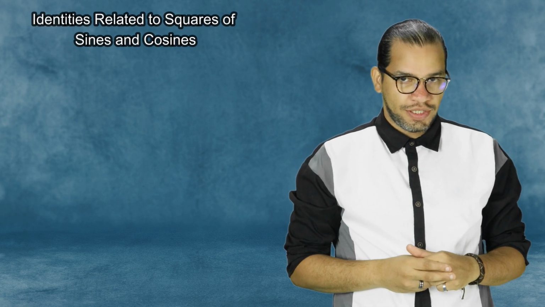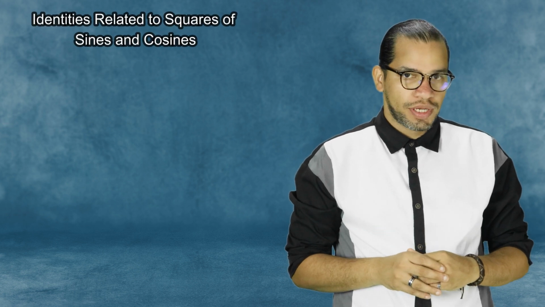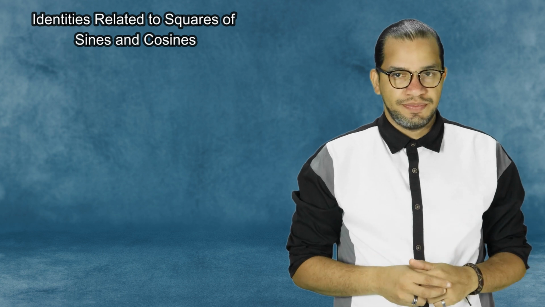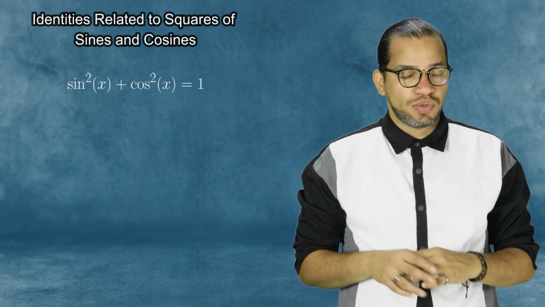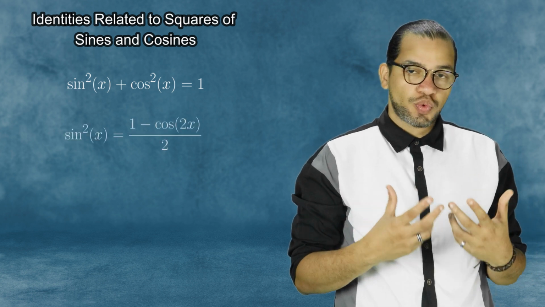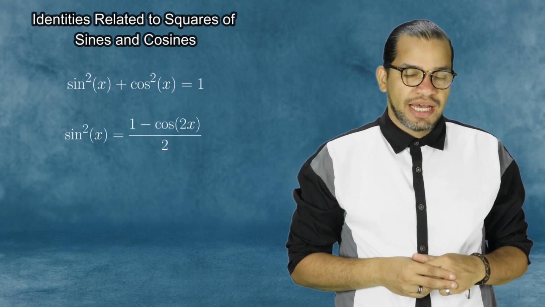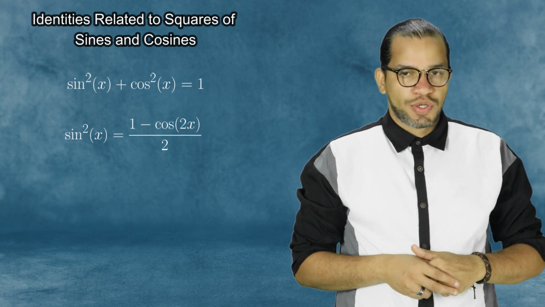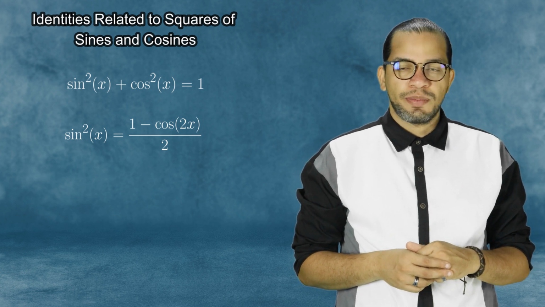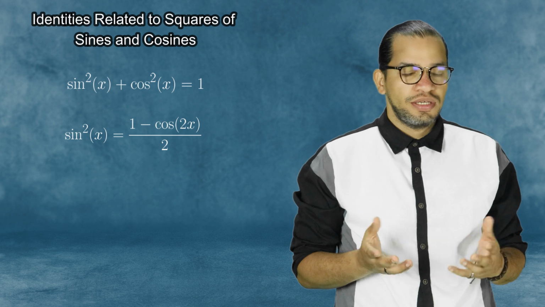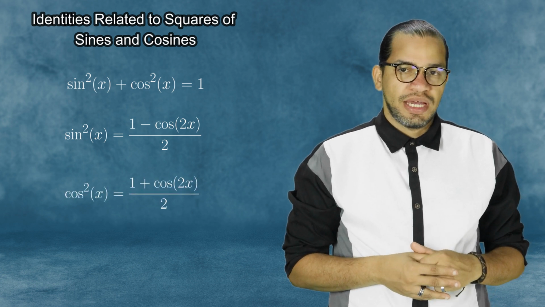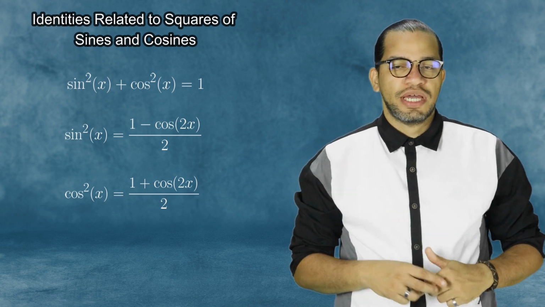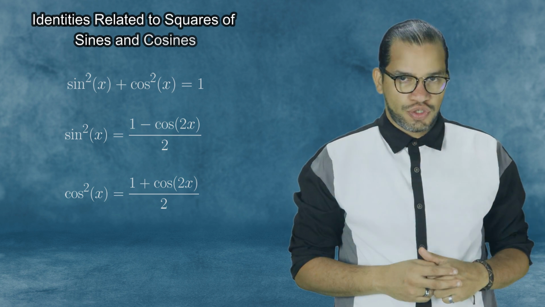For the following integrals, we will require knowing the following properties. Sine square of x plus cosine square of x is equal to 1. Sine square of x can be written as 1 minus cosine of 2x divided by 2. And finally, cosine square of x can be written as 1 plus cosine of 2x divided by 2.